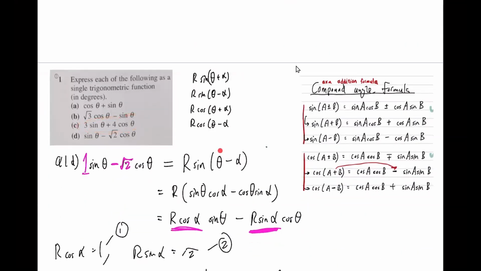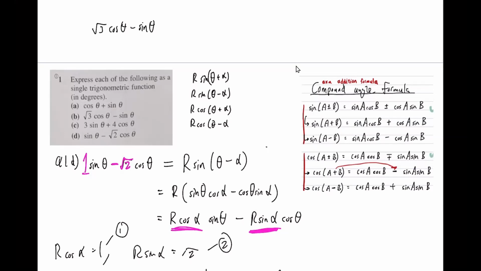Because I realized that I am using r sine theta minus alpha again. I think maybe I should go through one more example. How about part B? Okay, let's go through part B. So square root 3 cos theta minus sine theta. Let me copy down the question first.